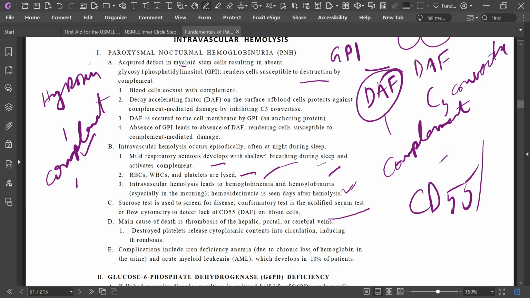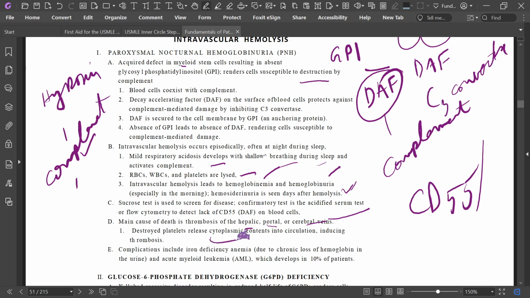Main cause of death? Sucrose test is used to screen for disease, and acidified serum test or flow cytometry to detect CD55 and 59 on the blood cell confirms the diagnosis. The main cause of death is thrombosis of the hepatic, portal or cerebral veins.